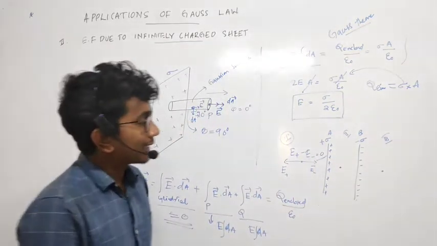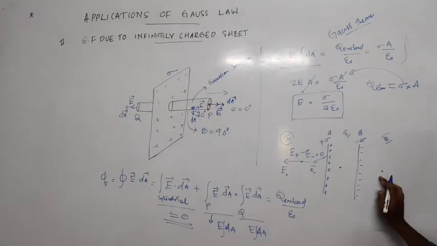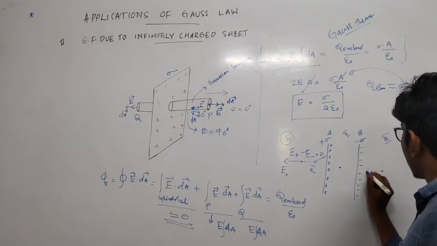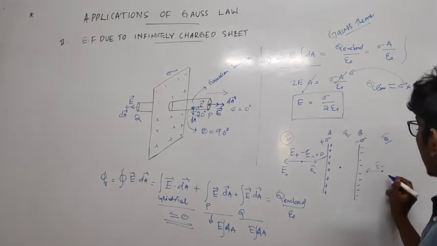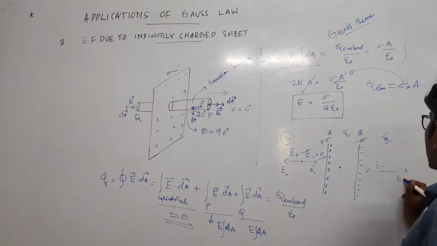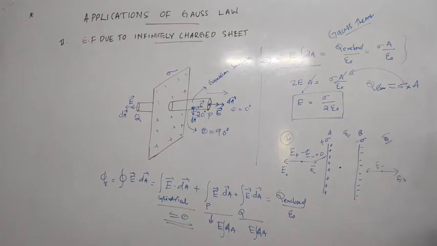And next, what about the direction in the third region? Here the direction will be in this direction. E minus will be in this direction. E plus will be in this direction. So what will be the net value? E net will be equal to 0. Here also 0. Sigma by 2 epsilon 0 minus sigma by 2 epsilon 0, it will be 0.